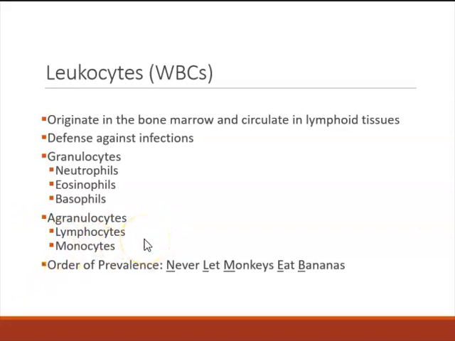Now, there's a really great mnemonic device that will help you remember the order of prevalence of these cells. The most numerous are your neutrophils, then your lymphocytes, monocytes, eosinophils, and basophils. The mnemonic I use is never let monkeys eat bananas. So you might see a quiz question asking, what is the least numerous of your white blood cells? Using this mnemonic, you can say, oh, bananas, basophils are the least numerous of the leukocytes.